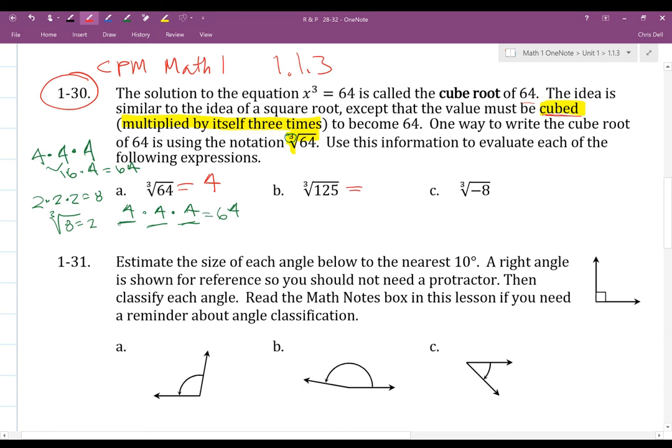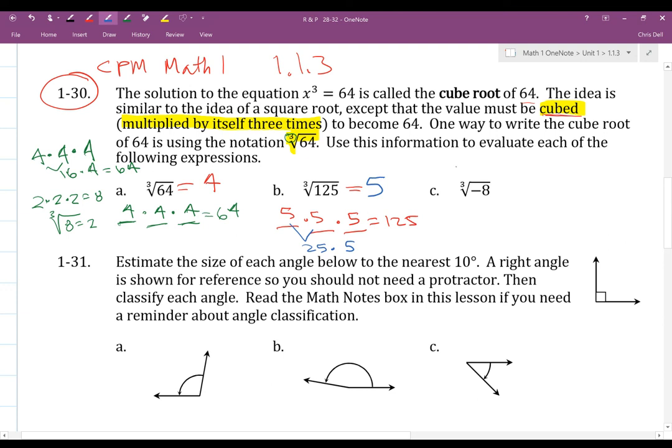So the cube root of 125, right? So again, what times what times what equals 125? Well, it ends in 5, so it might be 5. So let's check it. I'm going to just double check 5. So let's see what we get. Is it 5 times 5 times 5? If we multiply the two 5s first, we get 25. And then we multiply 5 again. 5 quarters is $1.25. So sure enough, yes, 125. So the cube root of 125 is 5.